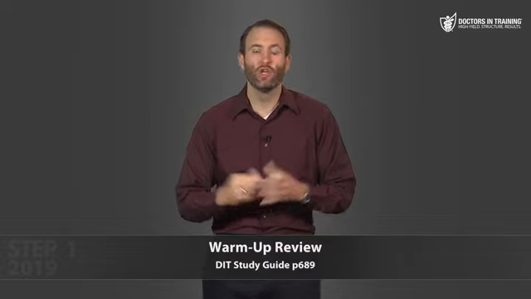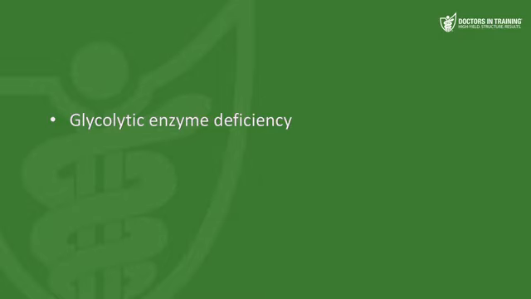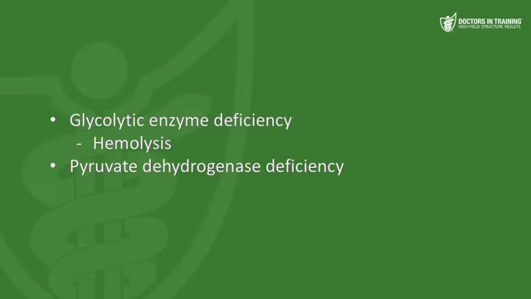Next question. What is the result of a glycolytic enzyme deficiency? And what is the result of a deficiency in pyruvate dehydrogenase? So first, what about that glycolytic enzyme deficiency? Well, your red blood cells are dependent on glycolysis for energy. So red blood cell hemolysis is the result there. And then what is the result of a deficiency in pyruvate dehydrogenase? Well, primarily with this one, you get neurologic defects. All right, guys, that brings us to the end of the warm-up. Let's get to that lecture now.